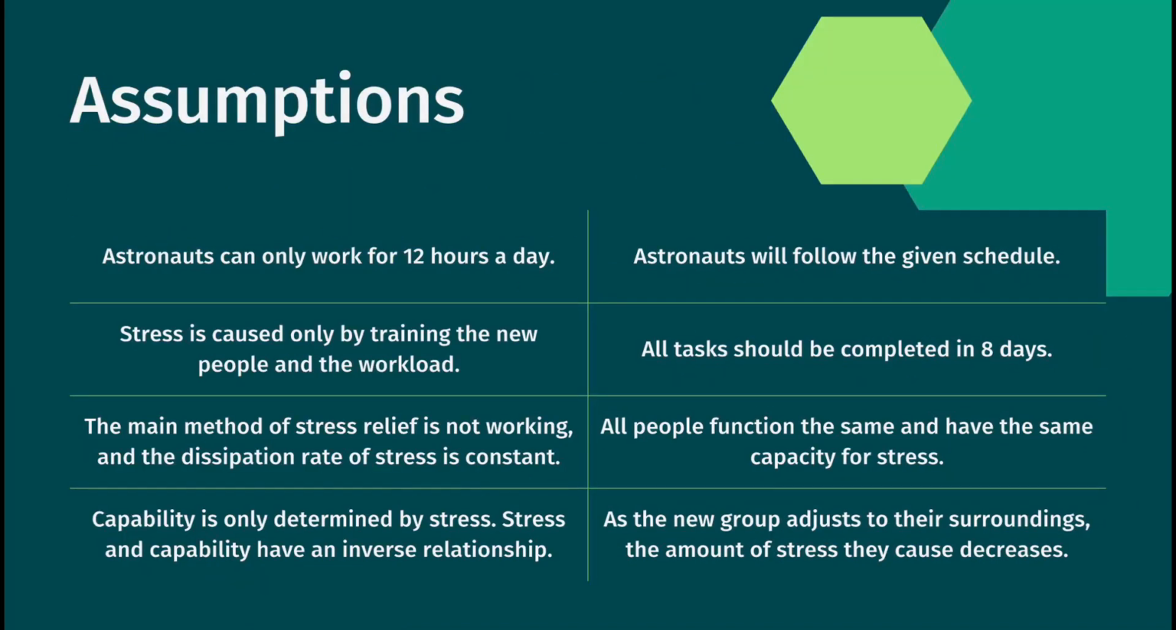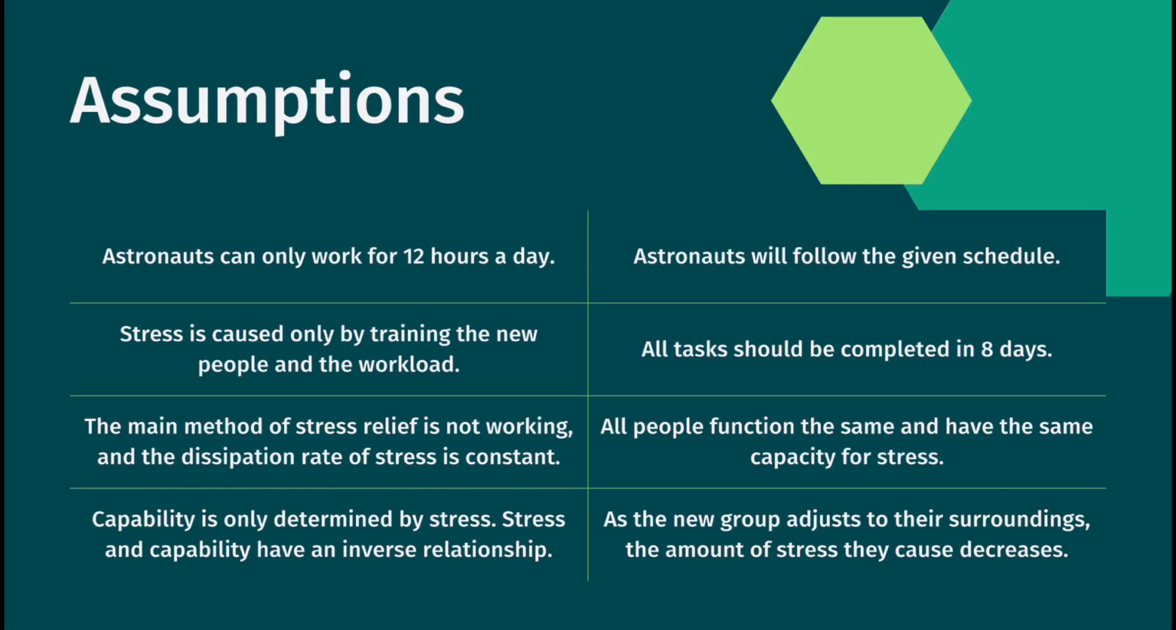In order to begin, we made a series of assumptions to make the problem easier to work with. Based on our research, astronauts can only work for 12 hours a day. They spend the rest of their time eating, sleeping, or exercising, as the decreased gravity in space can be very detrimental to muscle mass. We also assumed that the only two stressors were caused by the workload and new people, giving us an idea of the inputs of stress. The main methods of stress relief were not working or taking a break.